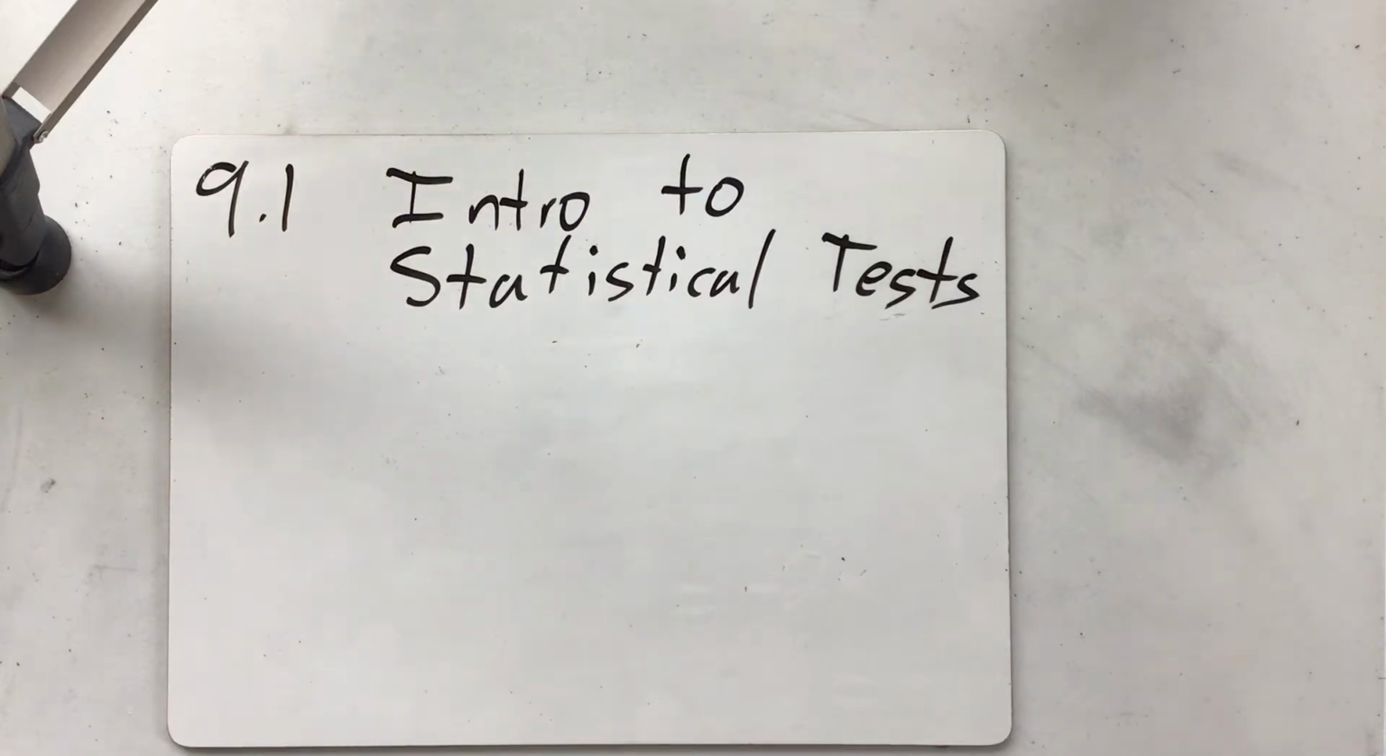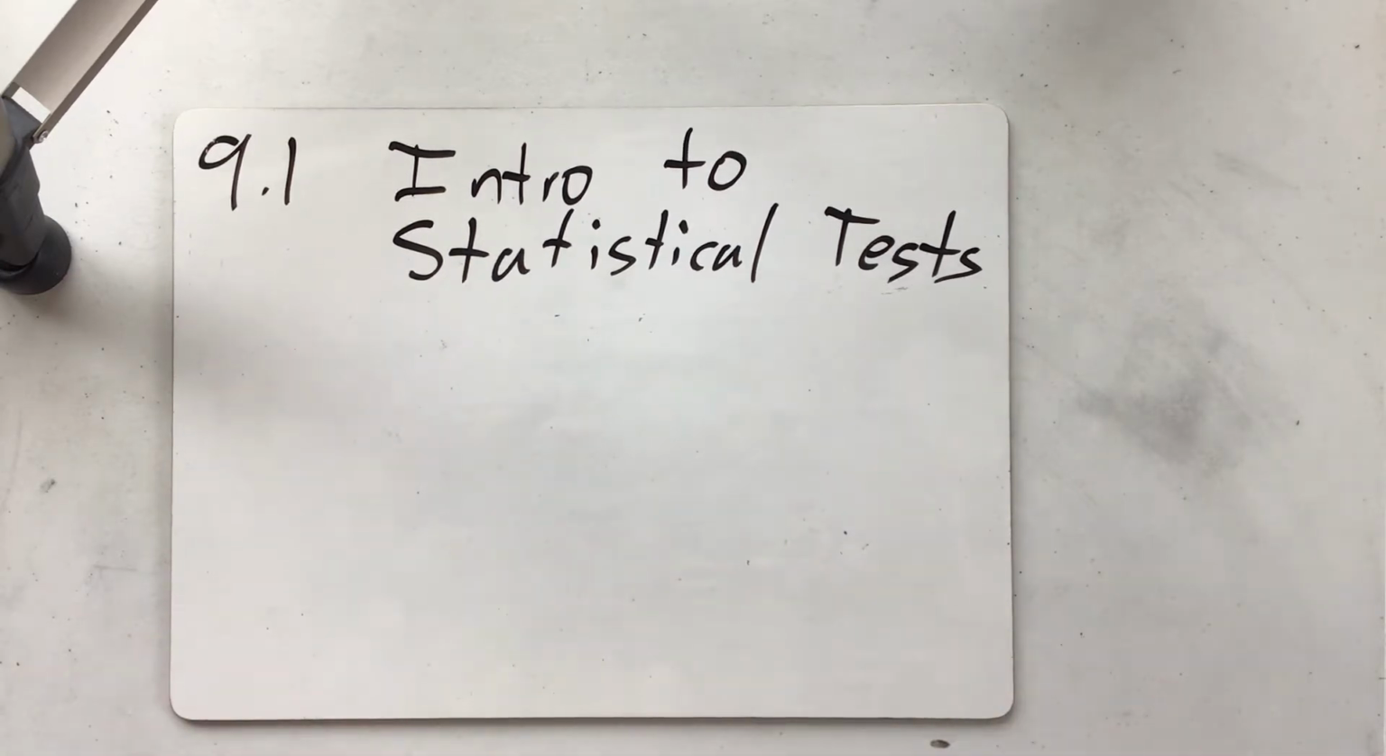Welcome stats students. We're in section 9.1, and in this section we talk about an introduction to statistical tests. This is one of the really big ideas in statistics. It's what we call a hypothesis test. From the hypothesis test, we'll be creating something called p-values, and these are some of the main things you see.